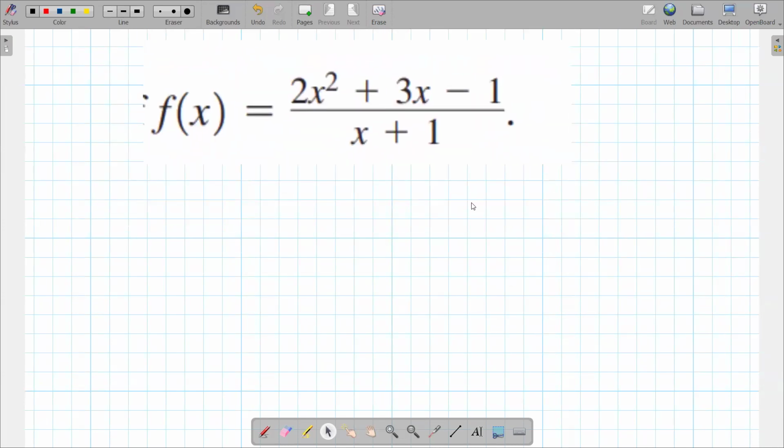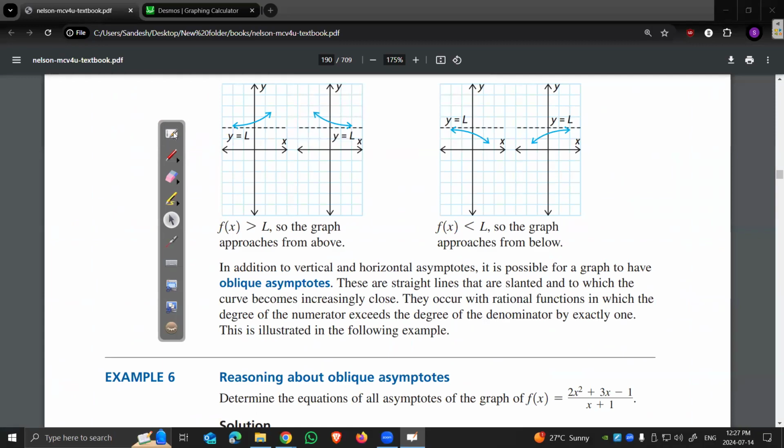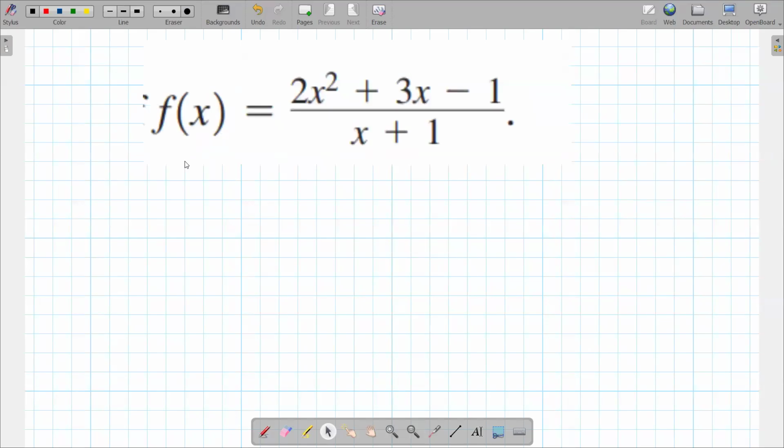Let's look at this one. This is the third case. The first case was when they're equal. The second case is when the degree in the numerator is less than the degree in the denominator. This is the last case, where the degree in the numerator happens to be bigger than the degree in the denominator. So let's first find the asymptotes. I forgot what the question was. Find the asymptote is the question.